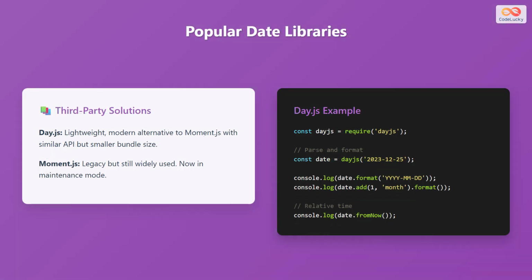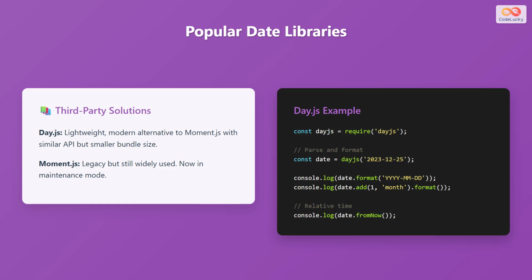To simplify date manipulation, consider using third-party date libraries. Two popular options are Moment.js and Day.js. Moment.js is a legacy library that is still widely used, but it is now in maintenance mode. Day.js is a lightweight, modern alternative to Moment.js with a similar API but a smaller bundle size.